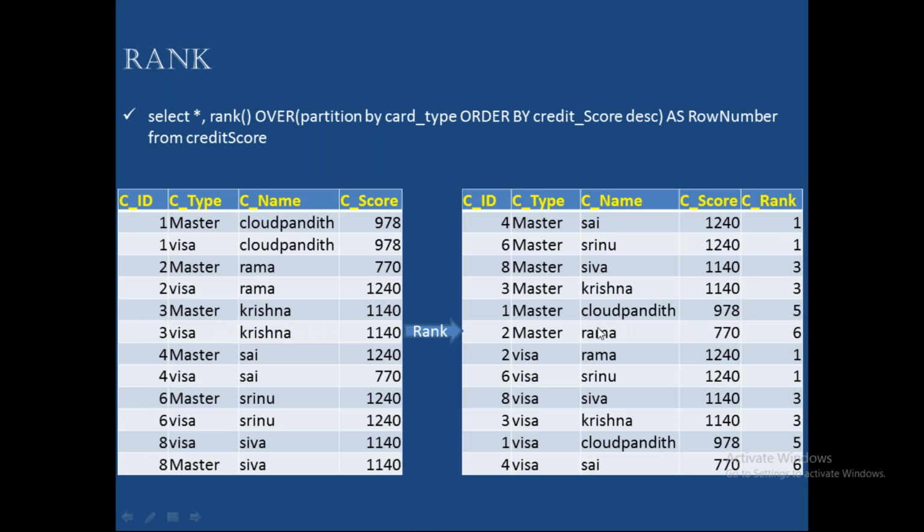Okay, this is one group. You have given the ranks for MasterCard. Now I want to give the ranks for Visa card: 1, 1, 3, 3, 5, 6. You understood? Clear, friends? So 1240 same score, 1, 1. 2 is skipped, these 2 people have 3, 3, and 4 is skipped, then 5 and 6. This is the rank functionality.